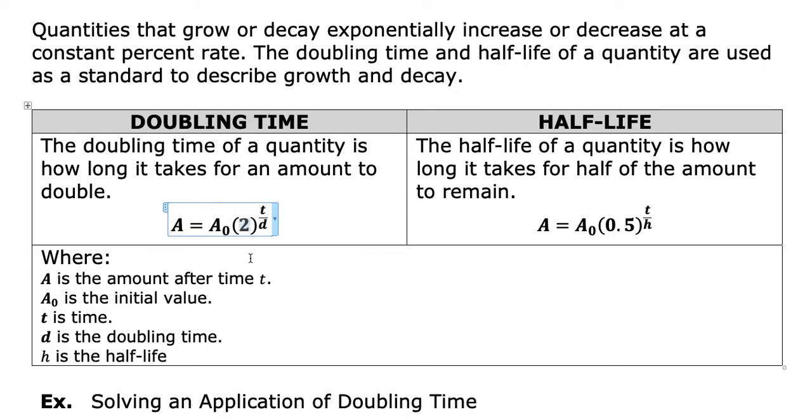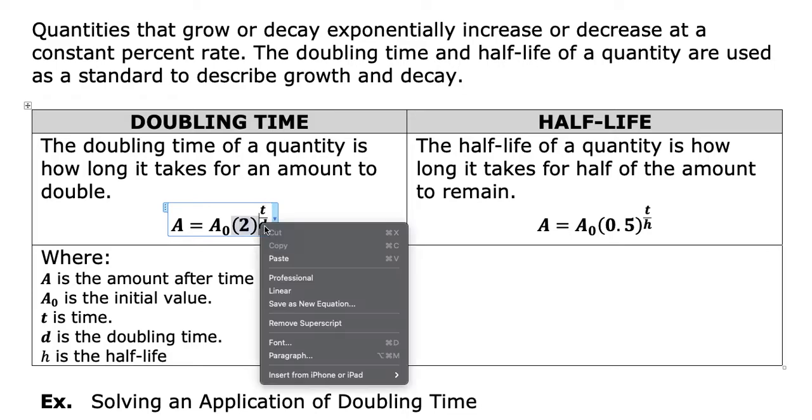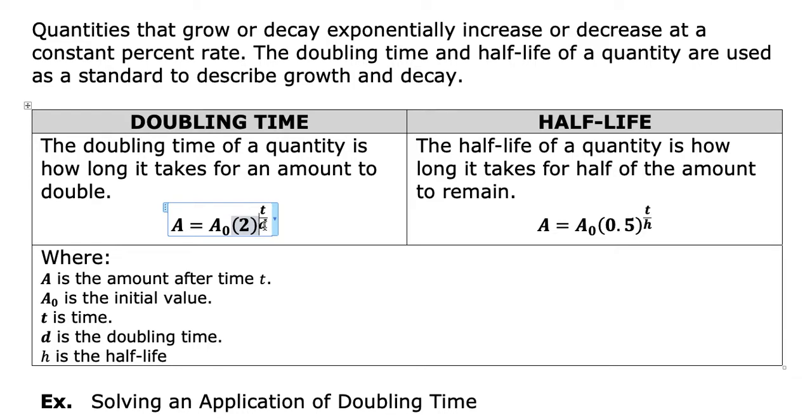The base is 2 because we're talking about how long it takes for something to double. What is new in this section is this rational exponent where t represents time, but the denominator represents the period. How long does it take to double? So that's why it's the variable d in this equation. So this is an exponential function.